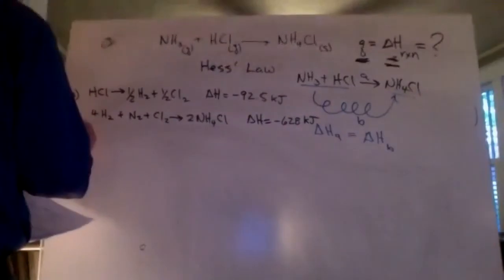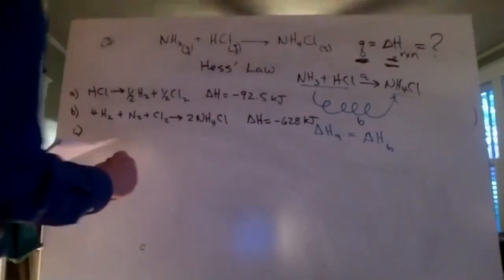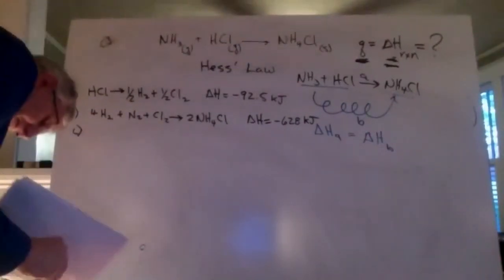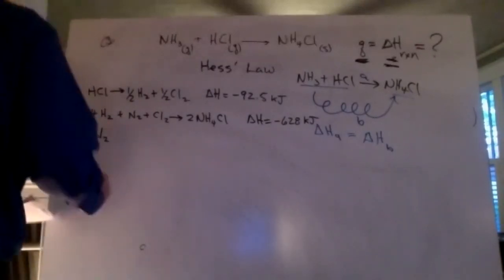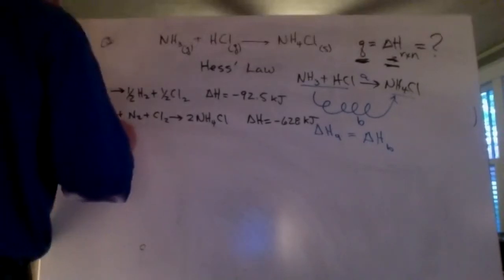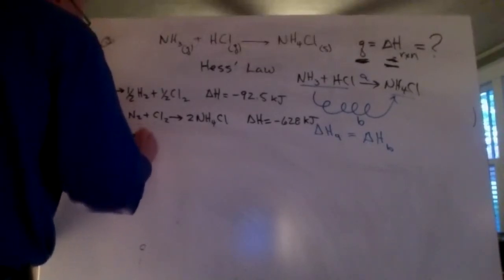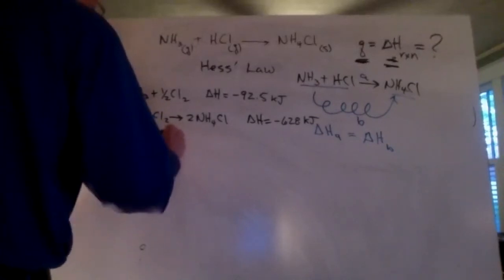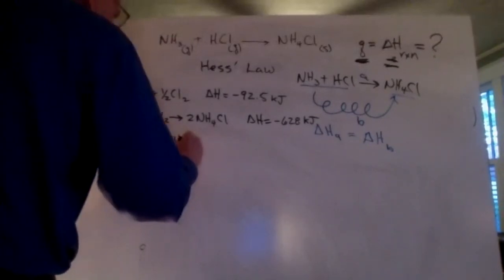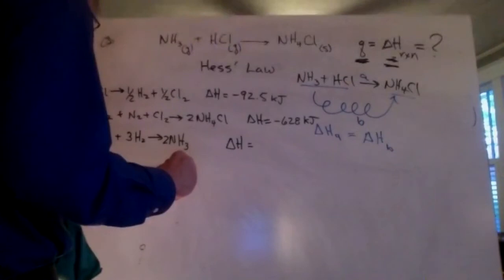And then you're given a third reaction. And the third reaction is nitrogen gas, N2, plus 3 hydrogen gas, H2, goes to 2 NH3. And you're given the heat for that reaction as well. That is equal to negative 92.2 kilojoules.